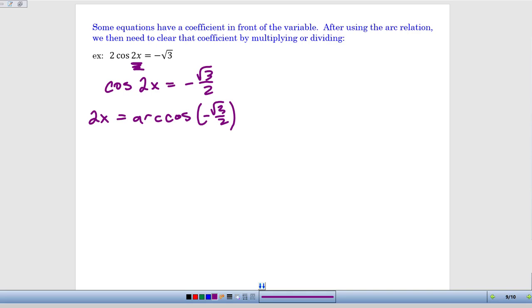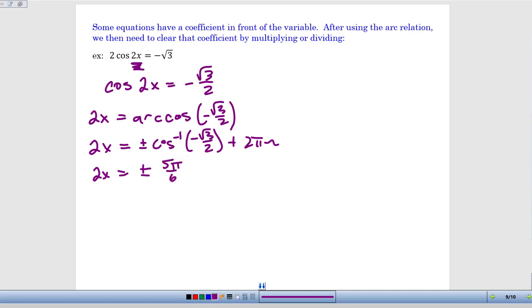At this point we can take the definition of arc cosine. So we've got 2x equals plus or minus the inverse cosine of negative root 3 over 2 plus 2 pi n. All of this is just like we've done before. So I'm going to find what the inverse cosine of negative root 3 over 2 is. I go to my unit circle, and I know that the angle that has negative root 3 over 2 as the x-coordinate is 5 pi over 6 plus 2 pi n.